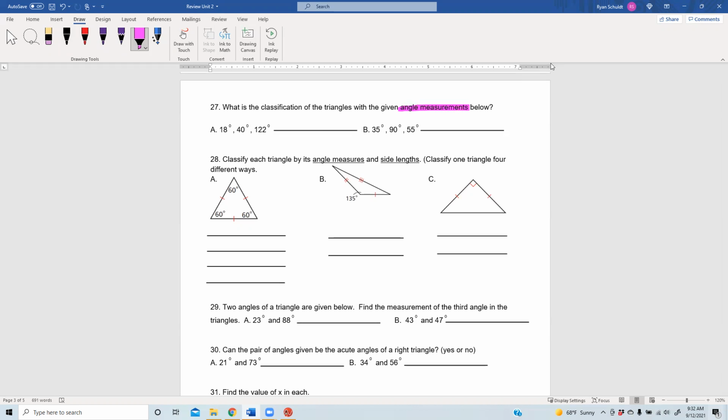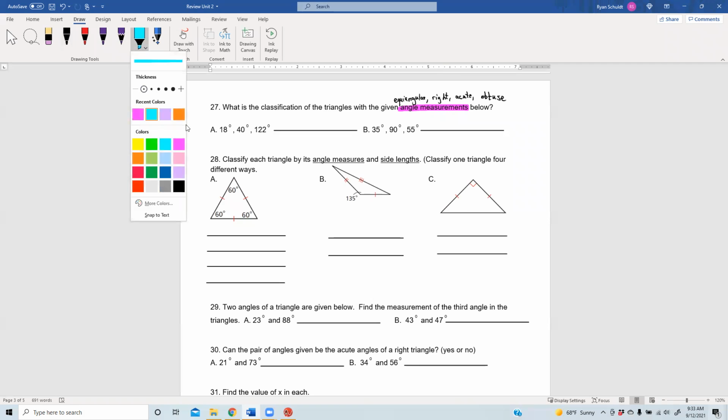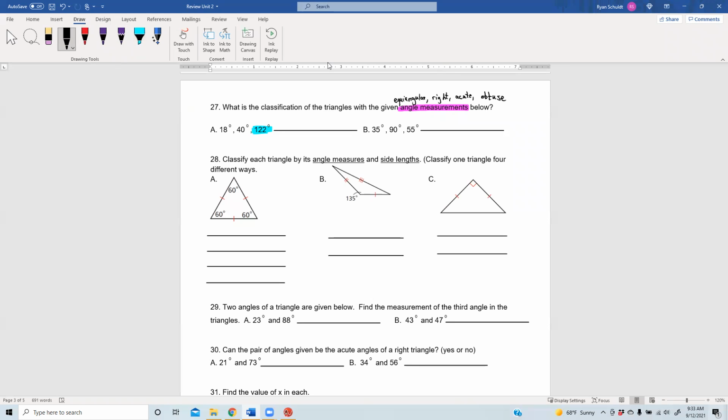Based on angle measurements. So remember, our options are equiangular, right, acute, or obtuse. Those are our only options. So here I see one that's 18, 40, and 122. Does any angle jump out at you? This 122 is what kind of angle? It's obtuse, so that makes this an obtuse triangle.